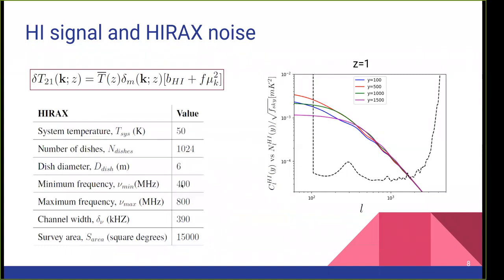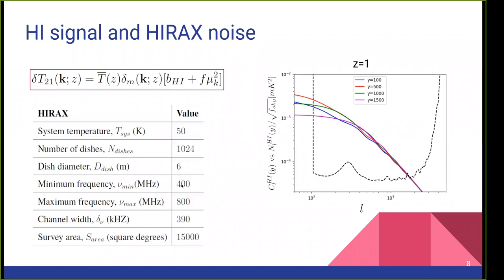Okay, so with regards to the H1 signal, the equation that's given for the H1 signal is in the block, where delta T21, which is your temperature fluctuation due to the 21 centimeter signal, is equal to the mean temperature times the dark matter density over density multiplied by your redshift space distortion factor. And I also give the noise specifications for HIRAX. So we're assuming a system temperature of 50 Kelvin. My results are assuming 1,024 dishes, so that's going to be the full HIRAX array. We have 6 meter dishes. The frequency range is 400 to 800 megahertz, 1,024 frequency channels, so 390 kilohertz per channel, and 15,000 square degrees for the survey area.